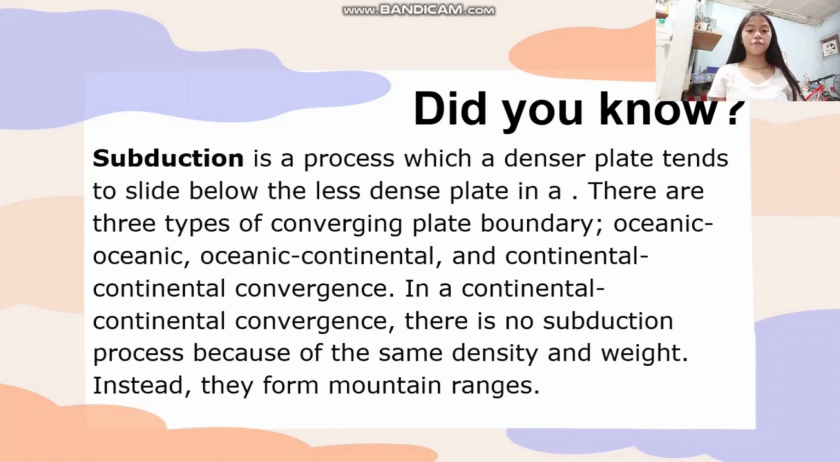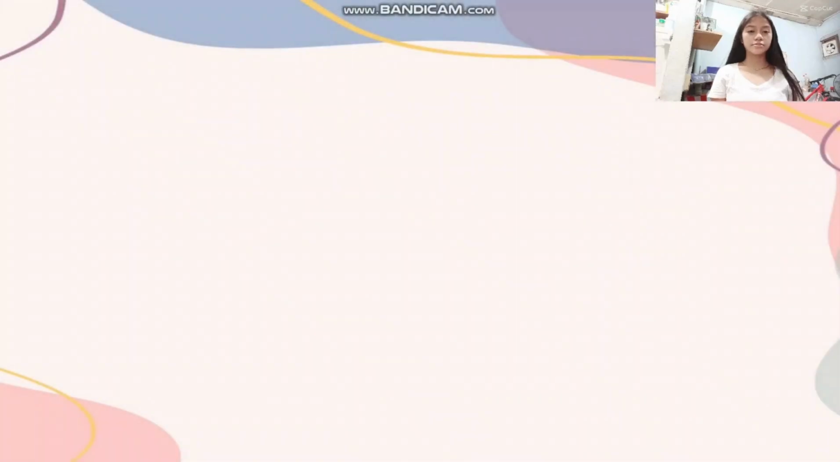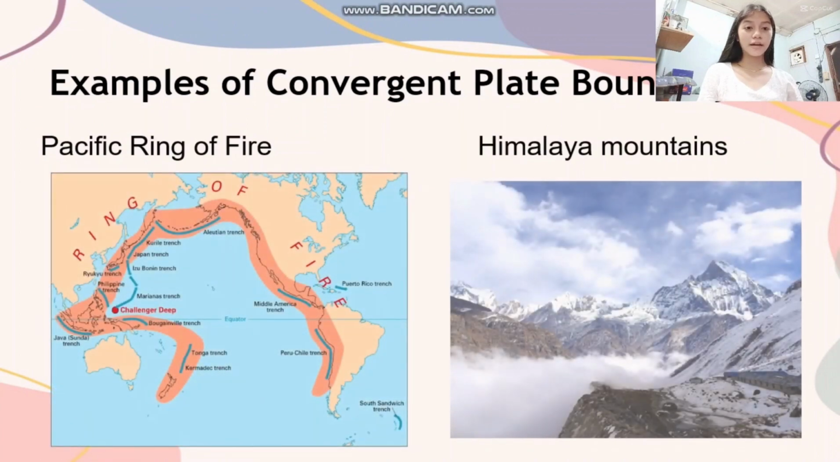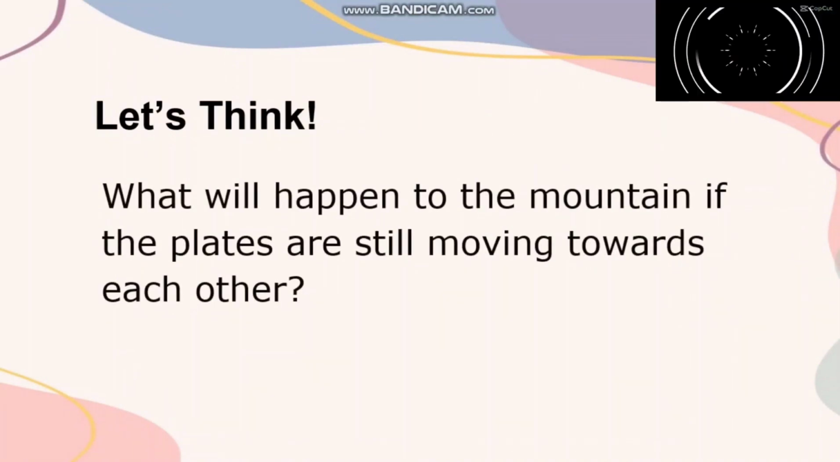There are three types of converging plate boundary: oceanic to oceanic, oceanic to continental, and continental to continental convergence. In continental to continental convergence, there is no subduction process because of the same density and weight. Instead, they form mountain ranges. An example of convergent boundary is the Pacific Ring of Fire and the Himalayas Mountains. Let's think what will happen to the mountain if the plates are still moving towards each other.